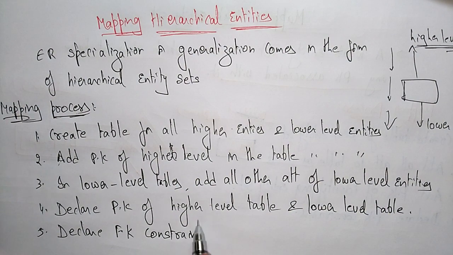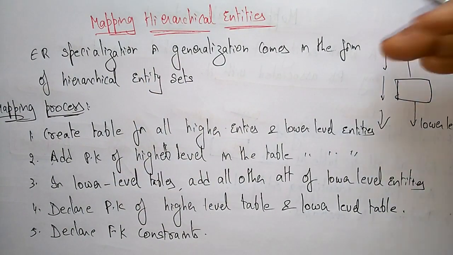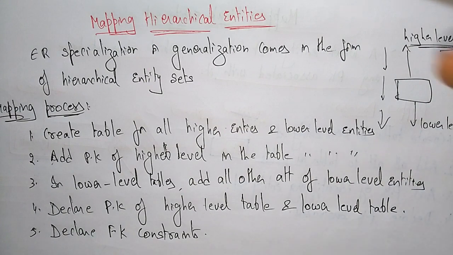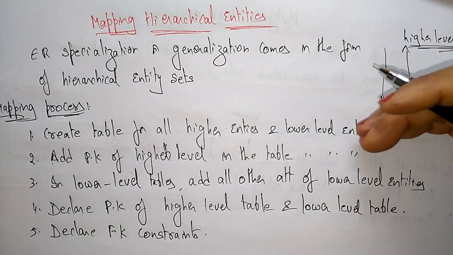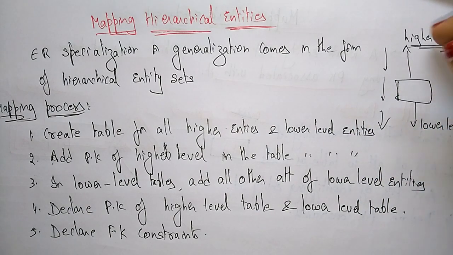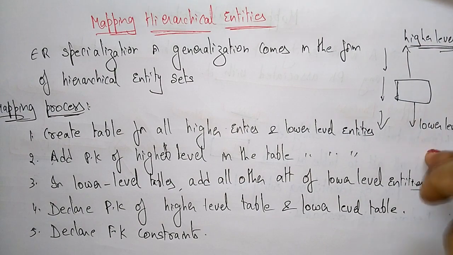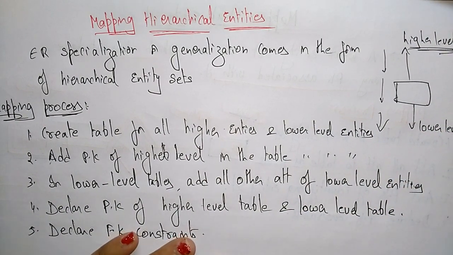So these are the steps you have to follow for mapping hierarchical entities. First, you have to create tables for higher level and lower level. After that, you have to add the primary keys. After that, in lower level tables, add all attributes of lower level entities and declare primary key of higher level table and lower level table. And if it is having the foreign key, you just declare the foreign key constraints.